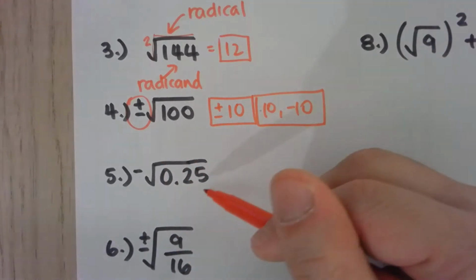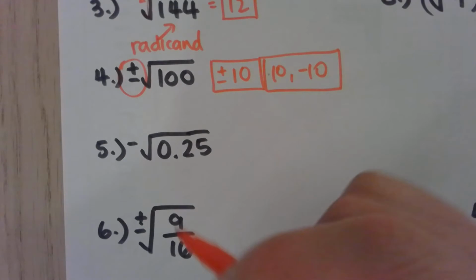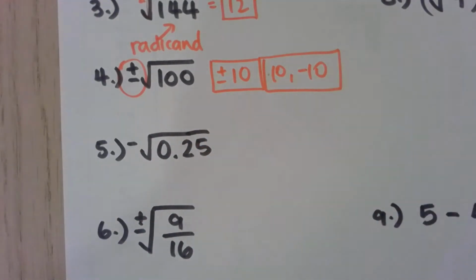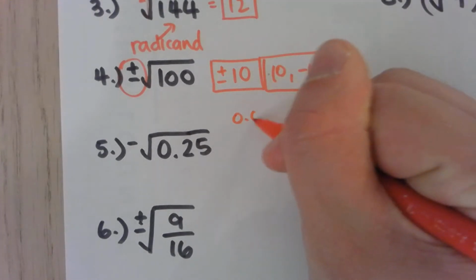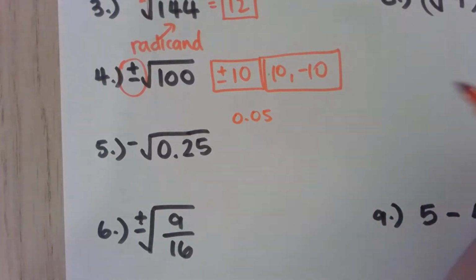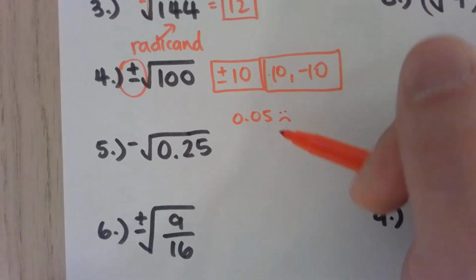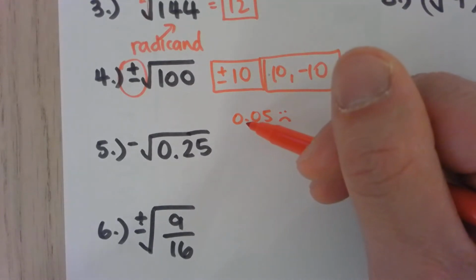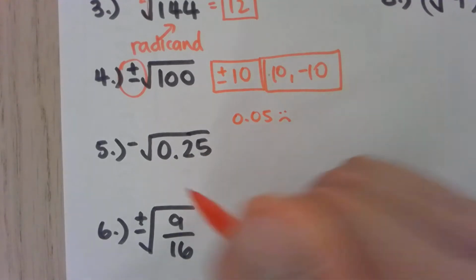Take a look at number 5. The radicand inside here is 0.25. Okay, what times what gives you 0.25? Think about this. I know some of you guys are saying, oh, Mr. Chen, it's 0.05. Wrong, wrong, wrong. The reason why is if you do 0.05 times 0.05, that's going to give you 0.0025. It's not 0.25.